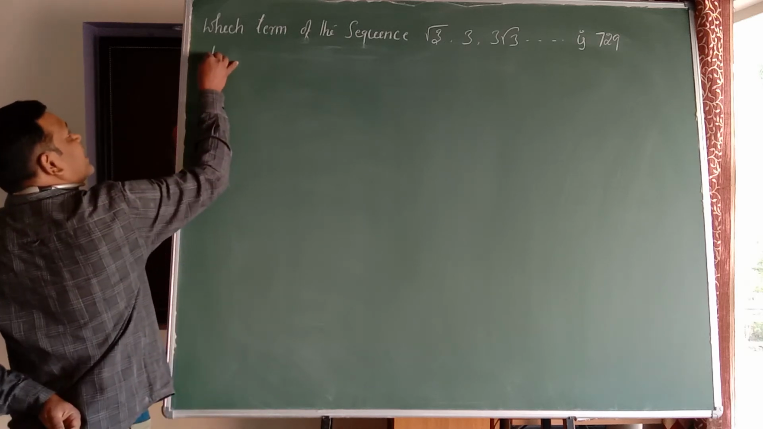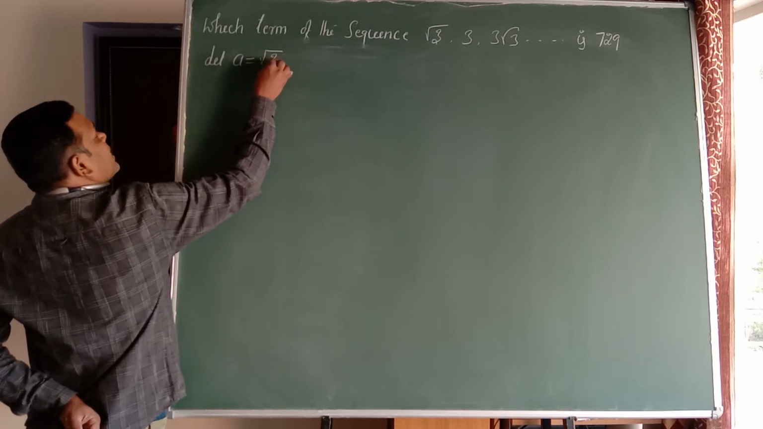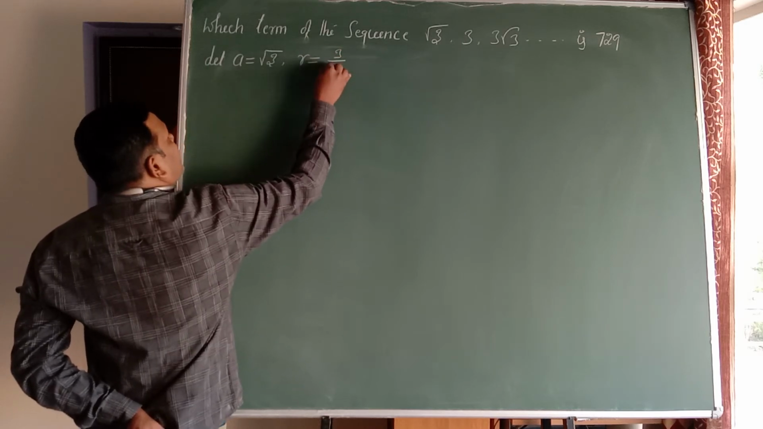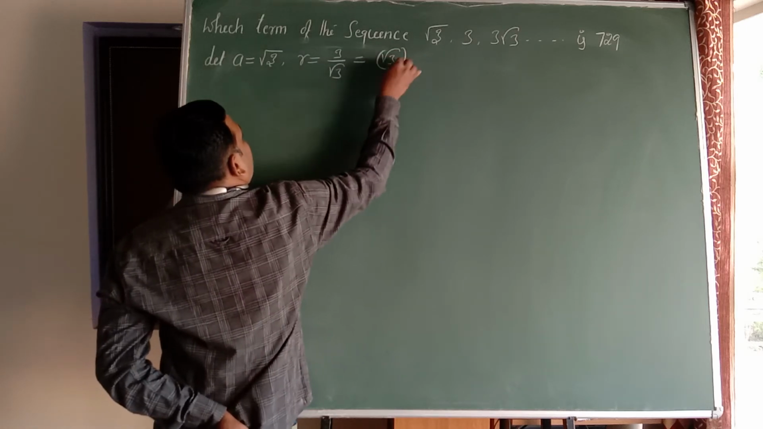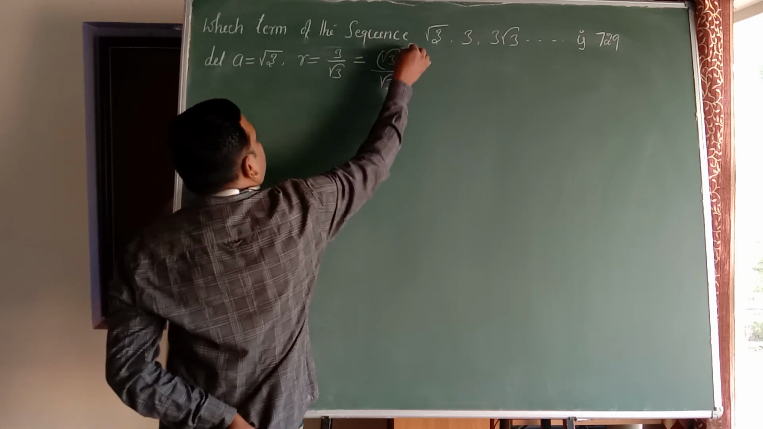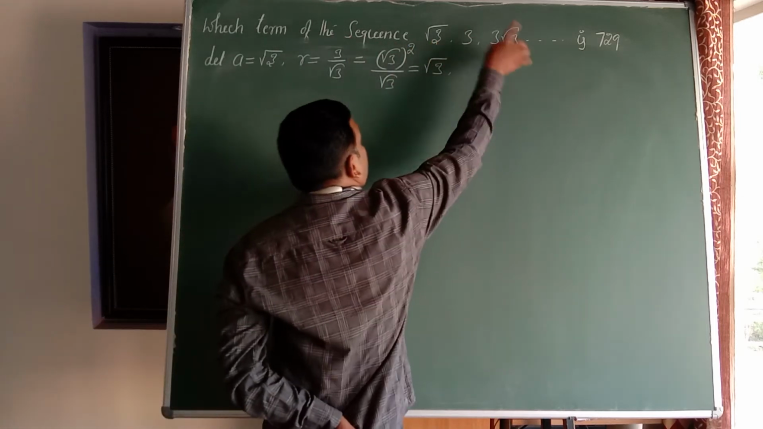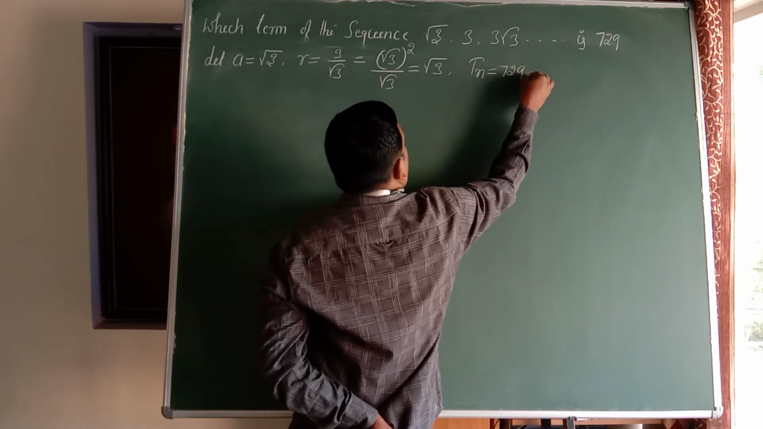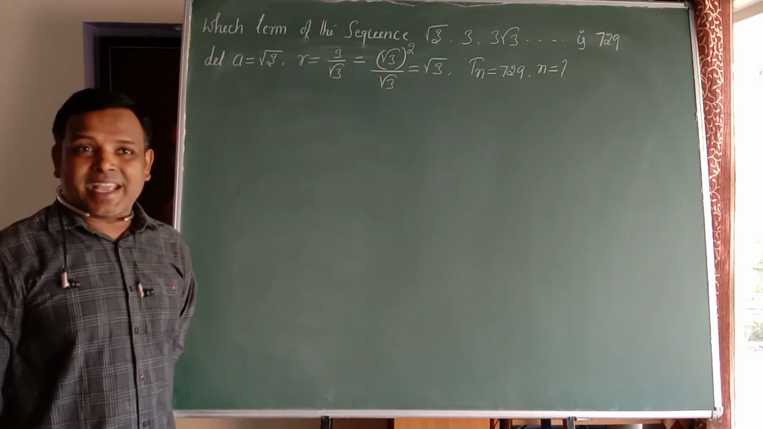Let A be equal to root 3. Got my point? r is equal to T2 by T1, nothing but 3 divided by root 3. This 3 can be written as root 3 whole square divided by root 3. One root 3 goes up. What happens here? Root 3. And they are given which term of the sequence is 729, nothing but Tn is equal to 729. We have to find out n. Which term is nothing but n.